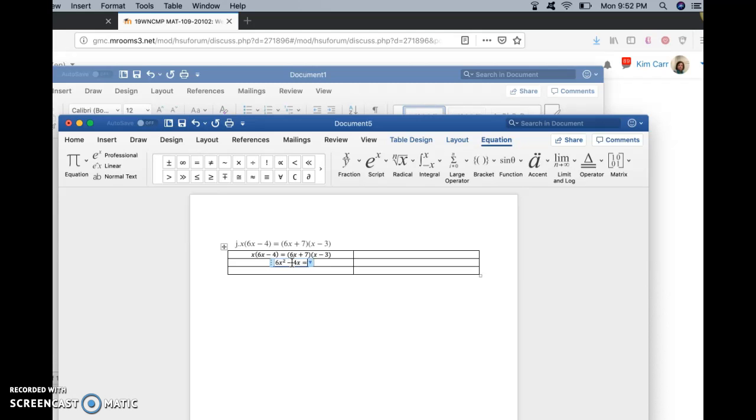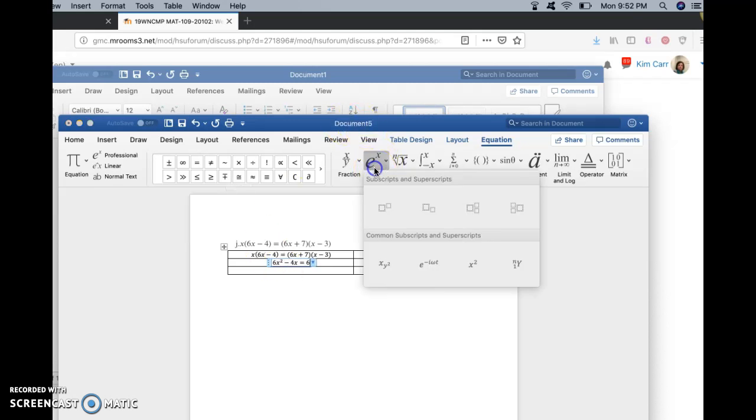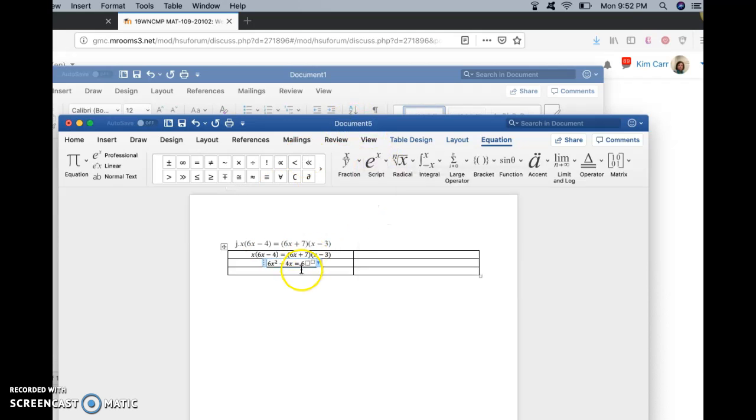Then, of course, I will FOIL on the other side. You would get a 6. You need your template for your exponent, and then that is x squared. Outer terms would be negative 18x. Inner terms, positive 7x. And last terms, negative 18.